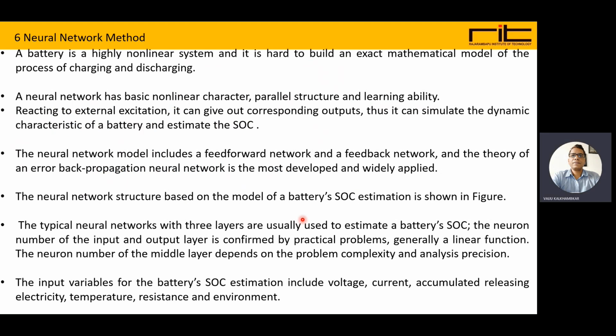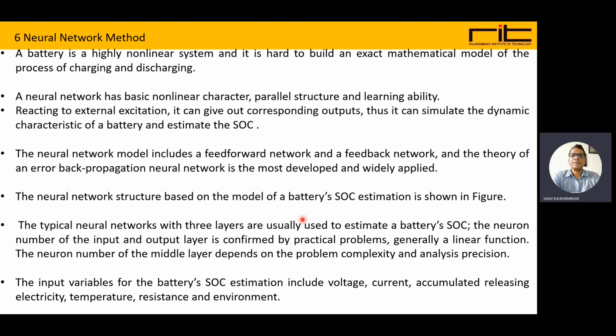The next state of charge estimation method is the neural network method. As a battery is a highly nonlinear system and it is hard to build an exact mathematical model of the process of charging and discharging, the neural network has basic nonlinear character, parallel structure, and learning ability. So reacting to external excitation, it can give out corresponding output and can simulate the dynamic characteristics of the battery to estimate the state of charge.